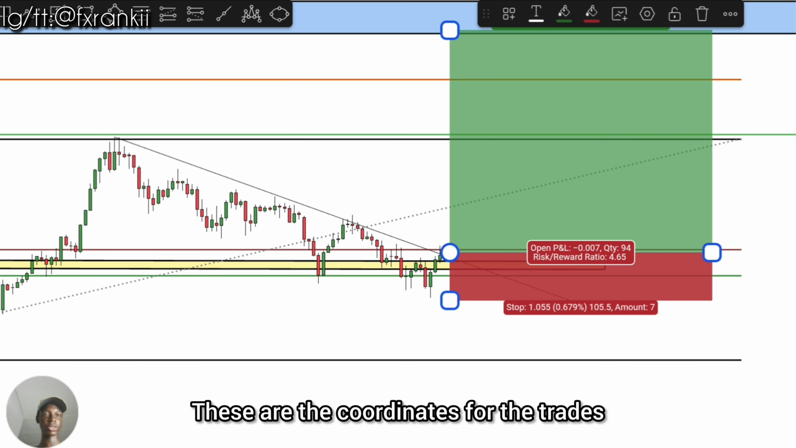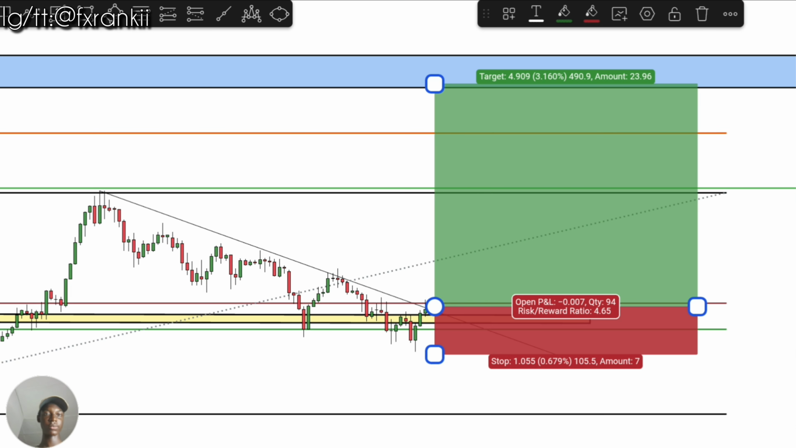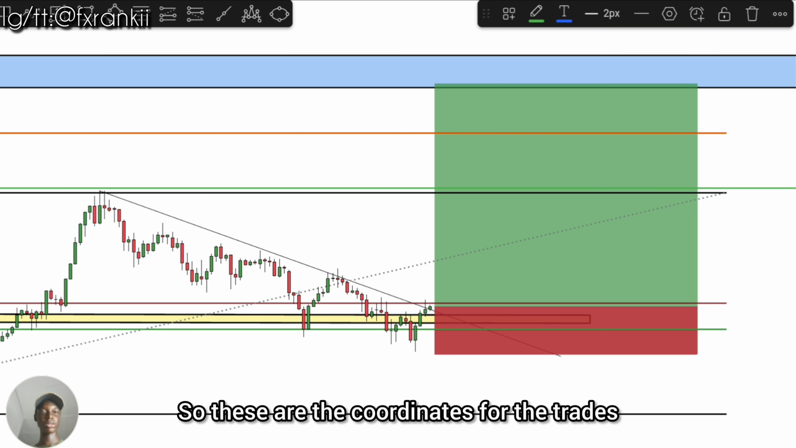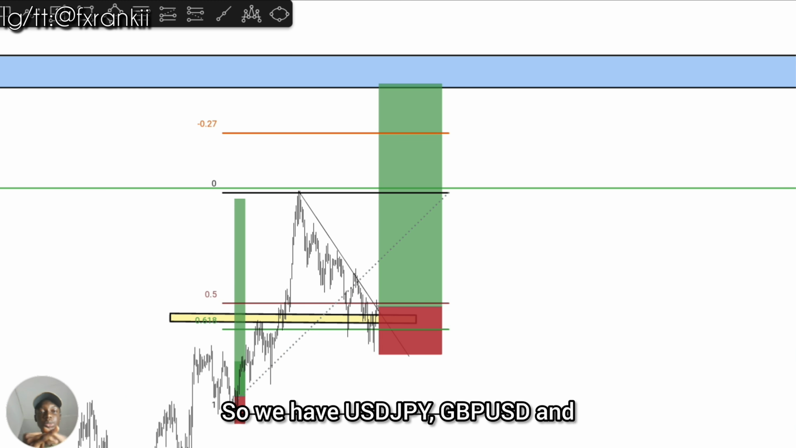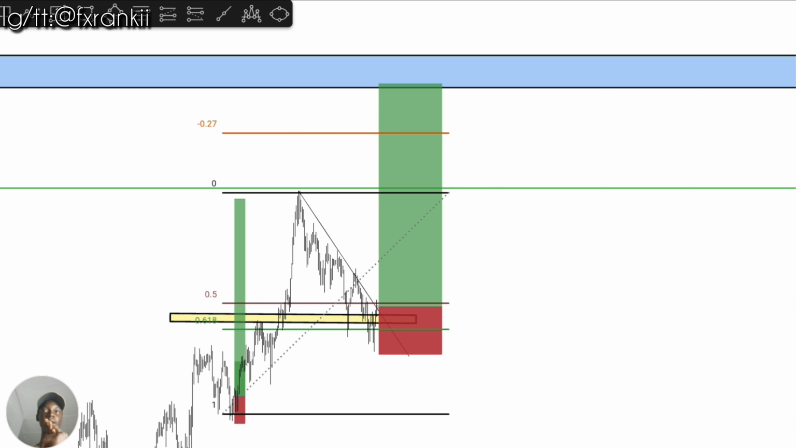These are the coordinates for the trades. Make it clearer. So these are the coordinates for the trades. Looking to take the trade on Monday. So we have USD JPY, GBP USD, and Euro GBP for next week.